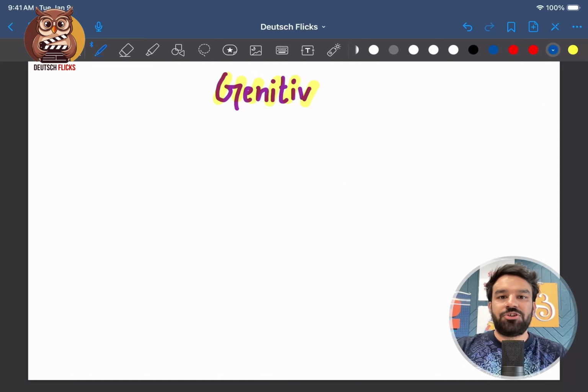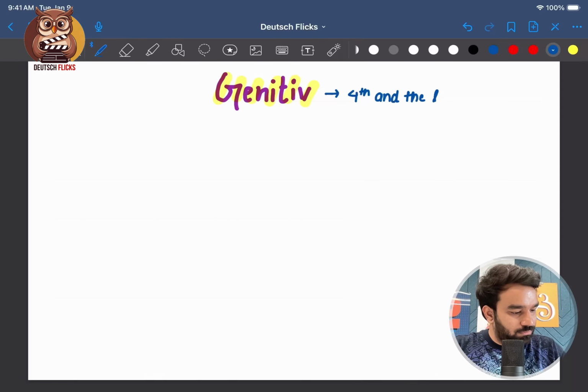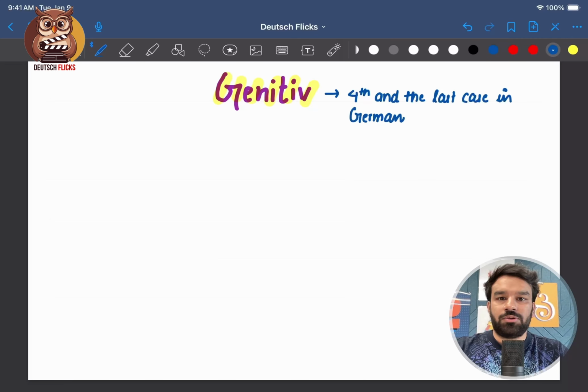So like I mentioned, this Genitiv is the fourth and the last case in the German language. So genitive shows possession or belonging, and it answers the question whose. For example, if someone asks me, whose pen is this? Now this is Basant's pen. So this apostrophe in English becomes Genitiv in German.